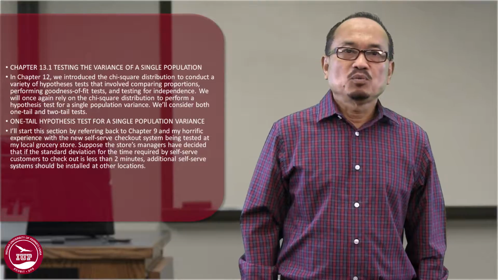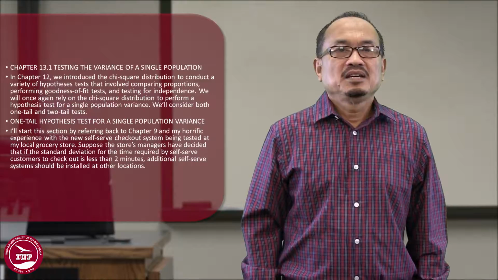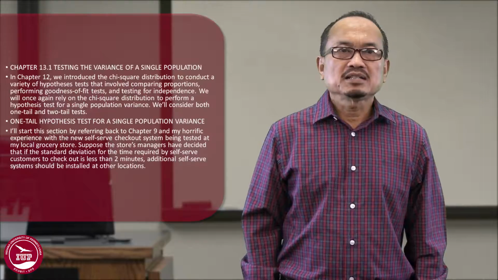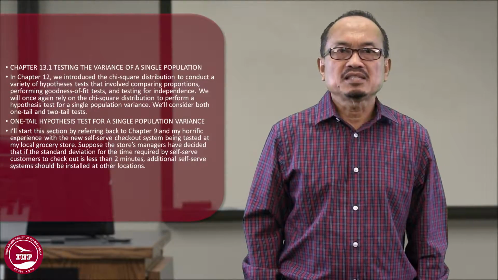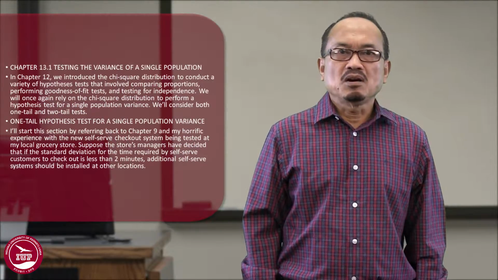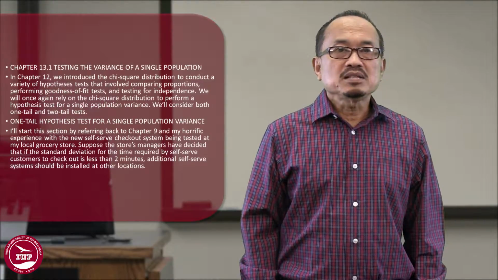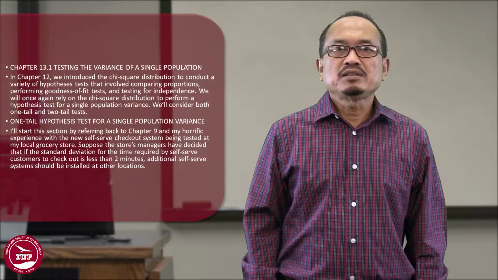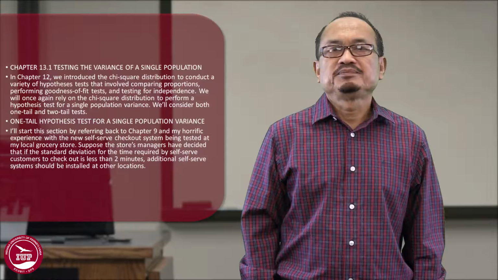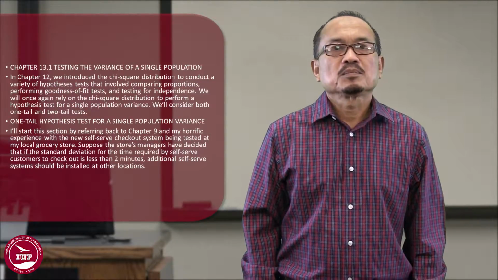Chapter 13.1: Testing the variance of a single population. In Chapter 12, we introduced the chi-square distribution to conduct a variety of hypothesis tests that involve comparing proportions, performing goodness of fit tests, and testing for independence. We will once again rely on the chi-square distribution to perform a hypothesis test for a single population variance. We'll consider both one-tail and two-tail tests.